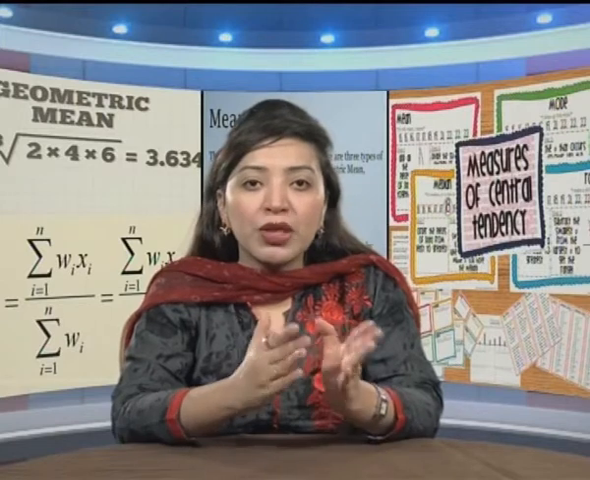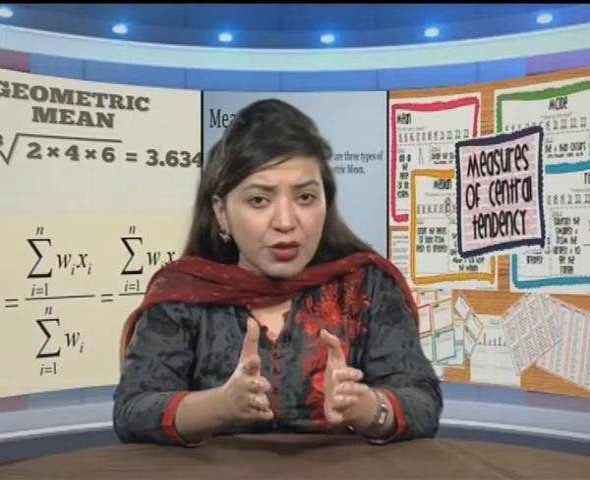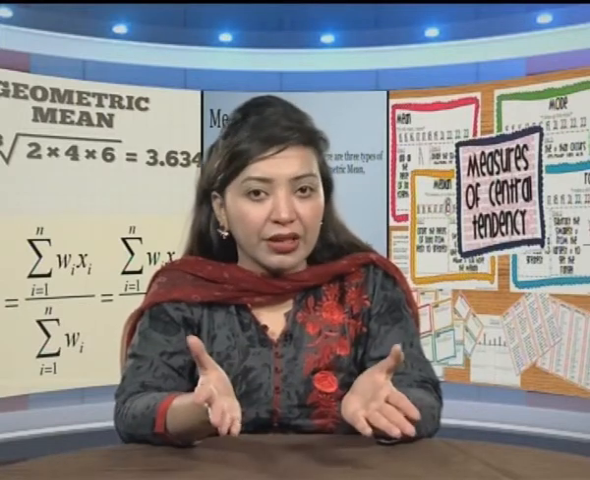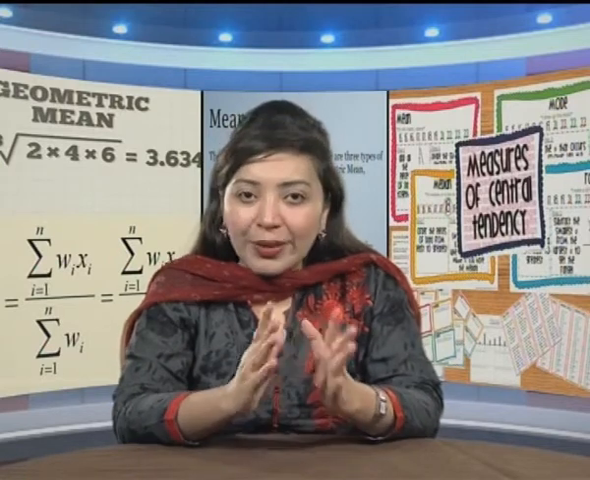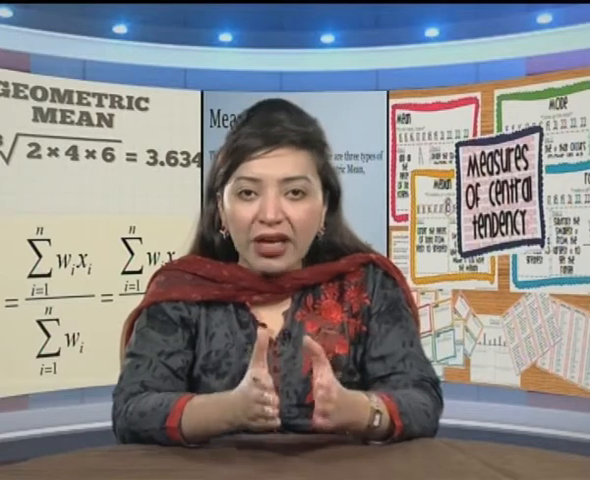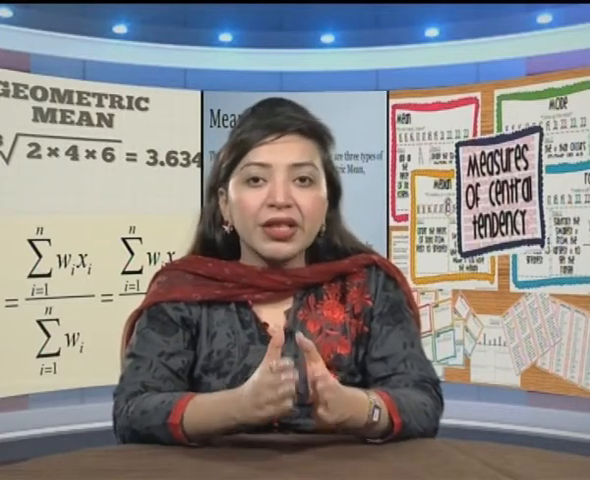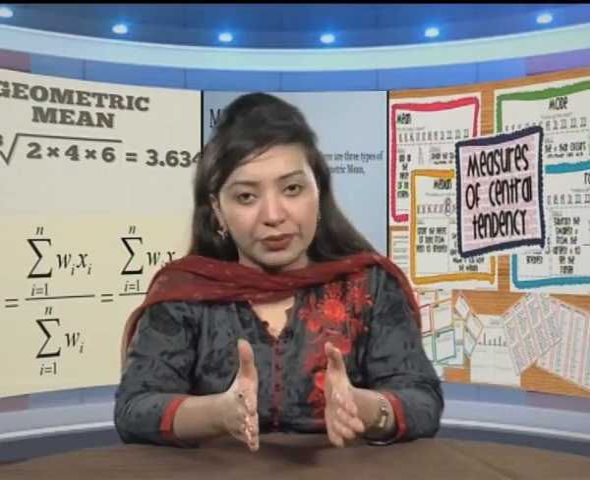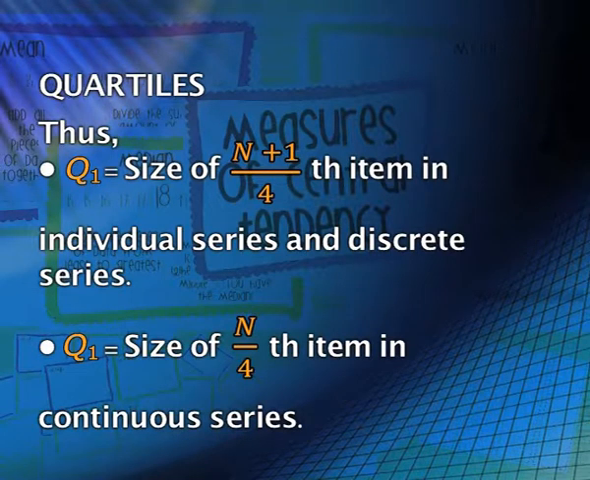The procedure for computing quartiles, deciles, percentiles, etc. is the same as for the median. While computing these values in individual and discrete series, we add 1 to n, whereas in continuous series we do not add 1. Thus, Q1 is equal to size of (n+1)/4th item in individual series and discrete series. Q1 is going to be size of n/4th item in case of continuous series.